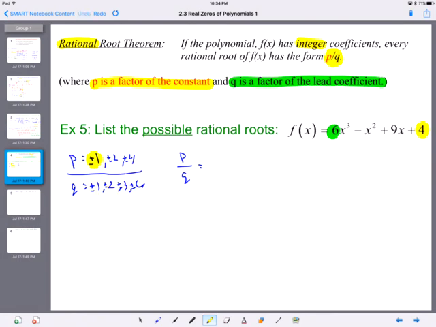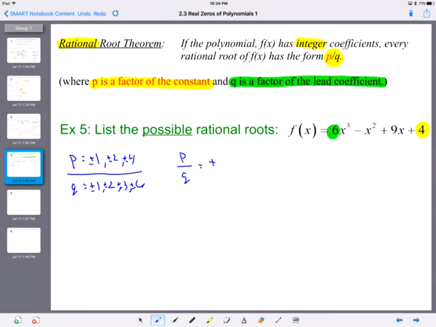And then I'll repeat and do 2 over 1, 2 over 2, 2 over 3, 2 over 6. And then 4 over 1, 4 over 2, 4 over 3, 4 over 6. And any repeats I don't write. So here we go.